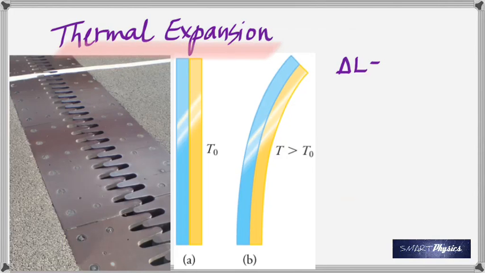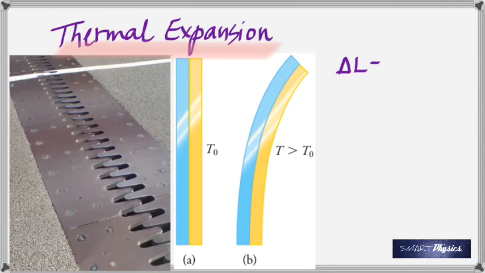One, it depends on the material. Two, it depends on the original length. Three, it depends on the change in temperature, correct? You got that? We could put all those three together and get an equation. Change in length is equal to the original length times alpha times delta T. That's the original length. That's the change in temperature. Alpha is a constant. It's called the coefficient of linear expansion.